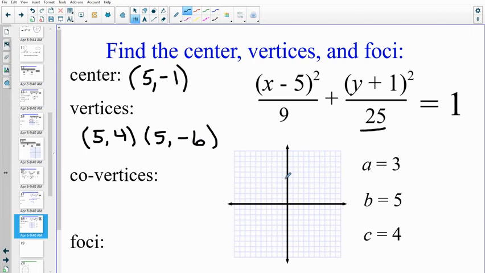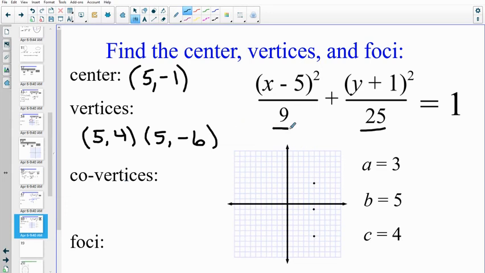And I guess I could start graphing these. 1, 2, 3, 4, 5, -1. So there's my center. Up 1, 2, 3, 4, 5 from there. Down 1, 2, 3, 4, 5. That's 5, 4, and 5, -6.